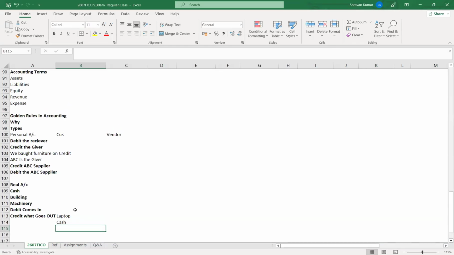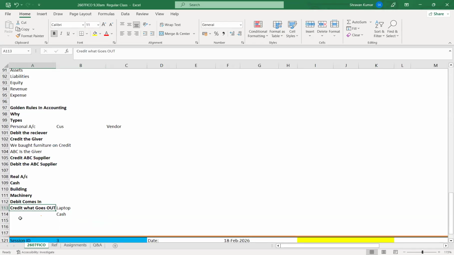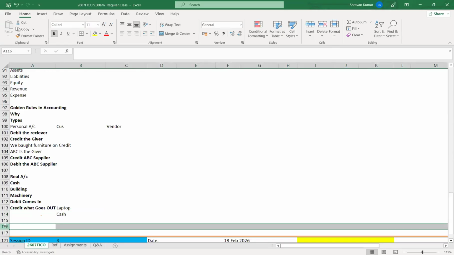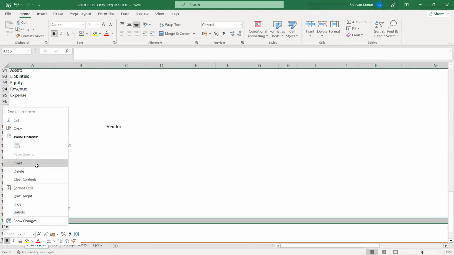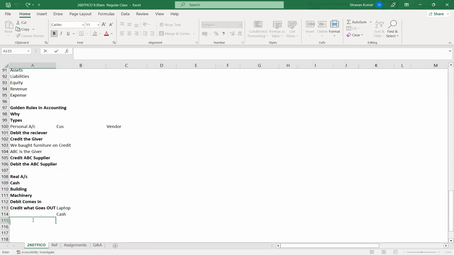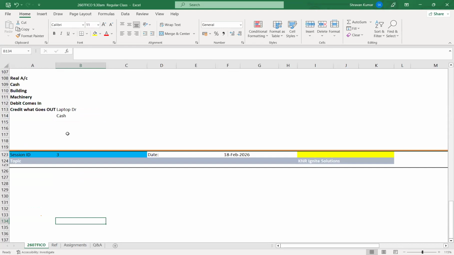So what will we be doing as per the accounting entry? What will we be doing as per the rule in terms of a real account? Whatever we receive in the business, we will record on the debit side, and what is going out of the company, we will record on the credit side. Correct. So laptop will be debit, because if you see the accounting rule for the real account, debit what comes in, credit what goes out. Here, the laptop is coming, so we will debit the laptop, and what is going out? Cash. So that will be credited. I hope this is clear now.